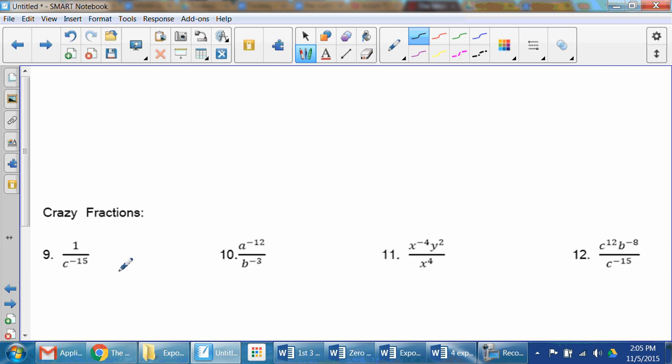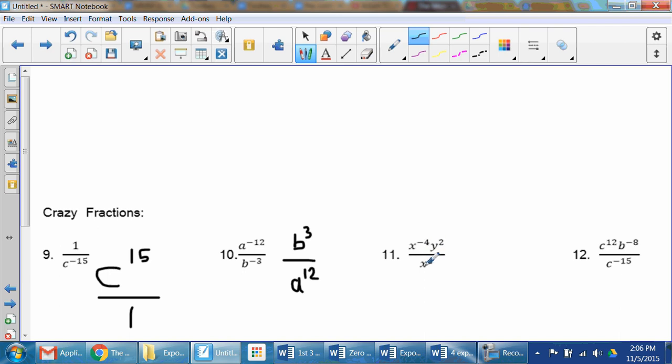Number 9, the rule would be c to the 15th power over 1. It flips since it's a negative on the bottom. Once it goes up to the top, it flips. Here there's a negative on the top and a negative on the bottom. In order to make them both positive, we just flip both of the fractions. That gets you b to the 1st over a to the 12th, and they become positive once you flip them.